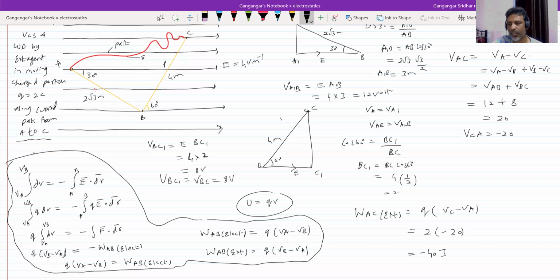Because we don't know what the nature of the force the person will apply is, altogether we calculate the work done. This is what is needed for us in application.